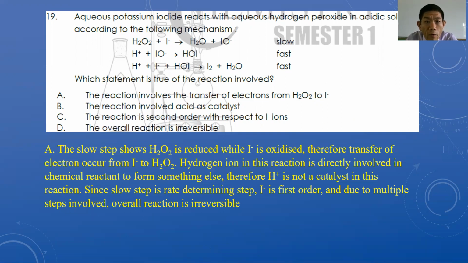And then B, reaction involves acid as a catalyst. So acid in here acting as a catalyst is also wrong because hydrogen ion is directly involved in the reactions. Therefore, H plus is not a catalyst. And then C, the reaction is second order with respect to I minus, which is also wrong from the rate determining step. You can see here, you have 1 I minus, so it's first order. So C is also wrong. And the overall reaction is reversible, which is true. Why? Because when you have a reaction with multiple steps, it is almost impossible to be reversed back again. Okay, so that is why the best answer here is D.